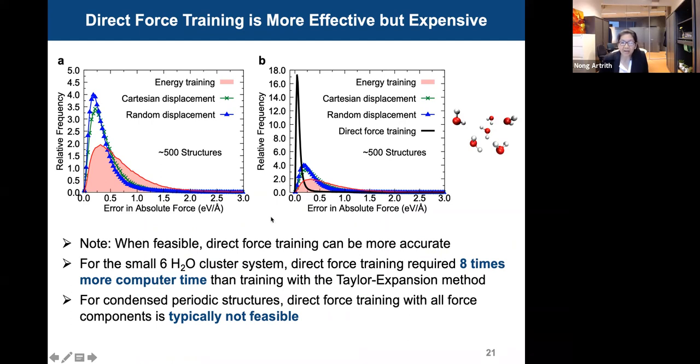But when we compare the CPU time for these 6 water molecules, direct force training takes 8 times more CPU time than the Taylor expansion method. So if you are working on molecular systems, maybe this is doable, but typically I'm working on complex systems like condensed or periodic condensed structures. Direct force training with all force components is really very expensive and not really easy to get all the information.